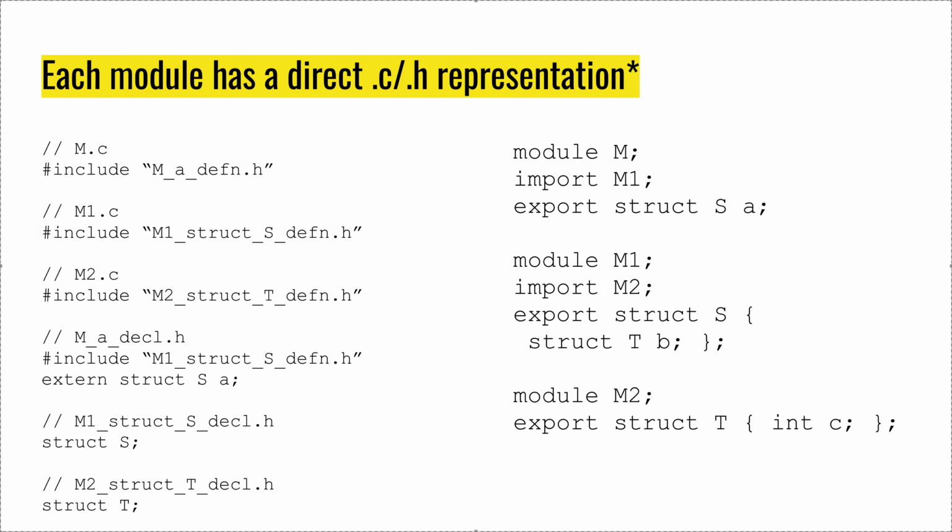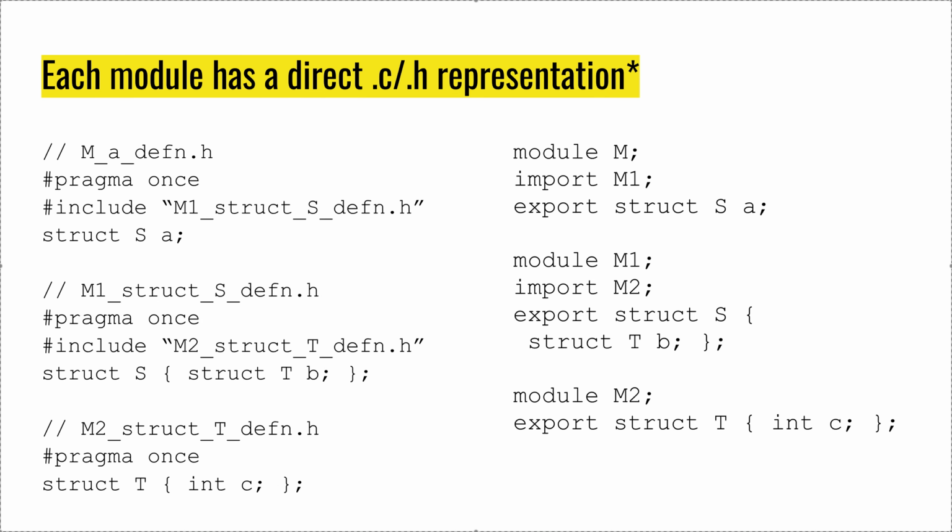On the right-hand side, we have 3 module files. On the left, we have the equivalent .h/.c representation. We see the 3 .c files, one for each module file, and we see 3 .h files, one for each declaration of the 3 symbols. Then on the next slide, we have 3 .h files, one for each definition of the 3 symbols. So we're taking the work of manually managing dependencies between symbols off of the programmer's plate. That gives you more time to focus on the actual functionality.